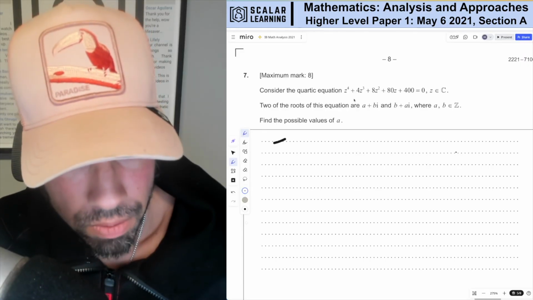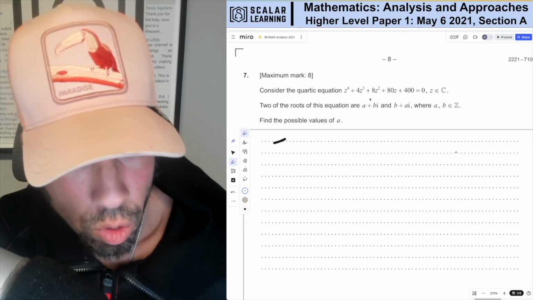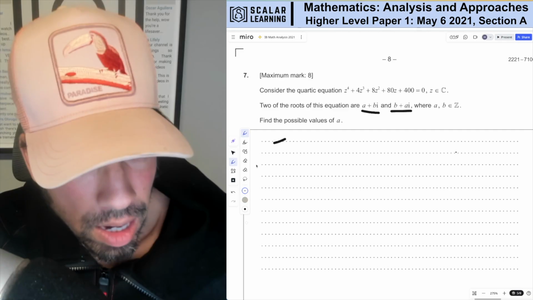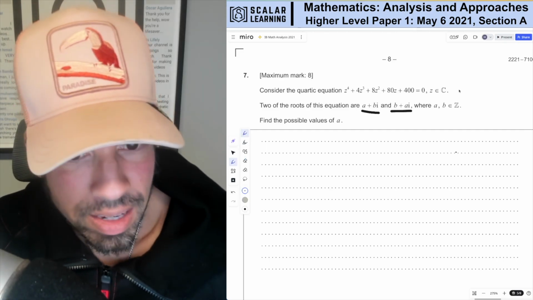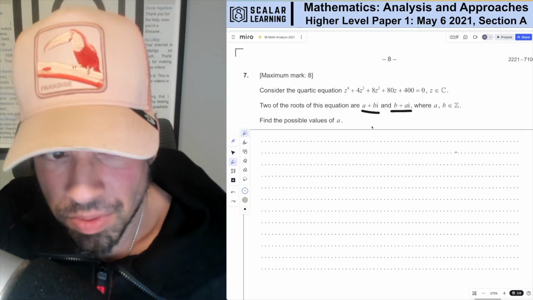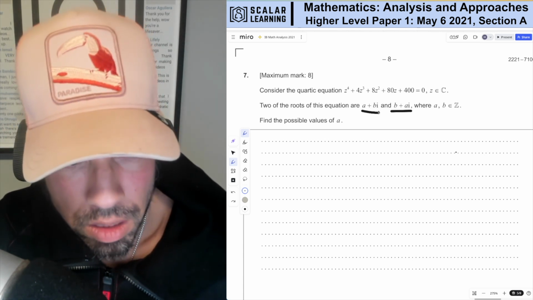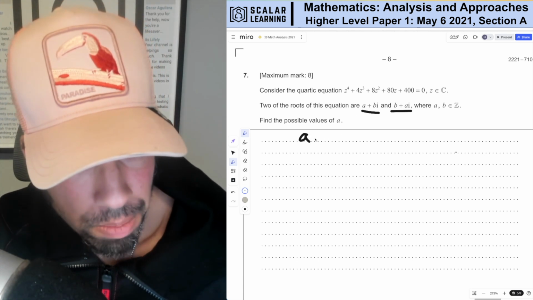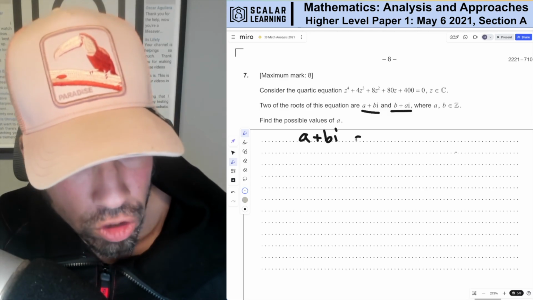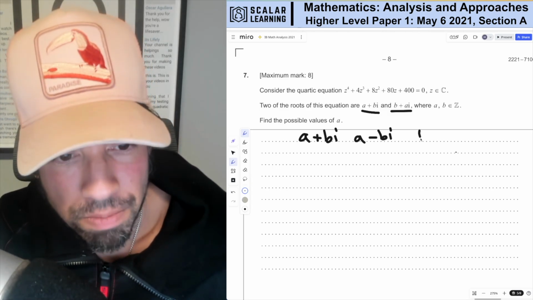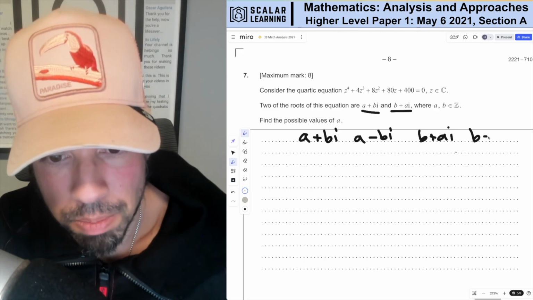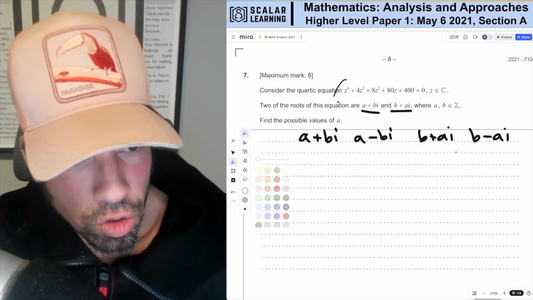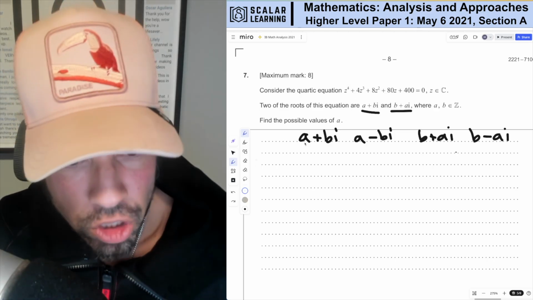Done. Okay, for this one, we have this quartic equation. It says 2 of the roots are a plus bi and b plus ai, where a and b are integers. So find the possible values of a. What we've got to remember with these root solutions is that they always come in conjugate pairs. So if a plus bi is a solution, so is a minus bi. And if b plus ai is a solution, so is b minus ai. And these are all the solutions because this is quartic, and that means there are 4 solutions. These are the 4 solutions.